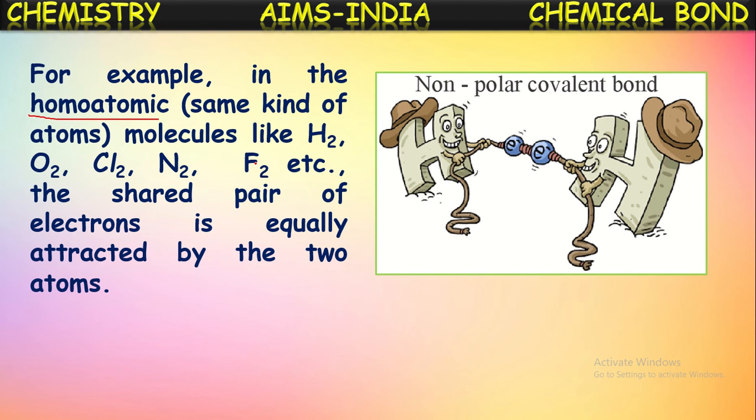If you see the formation of covalent bond between two hydrogen atoms, just now we have seen already. Let us see once more. So both the hydrogen atoms contribute one electron for the formation of the covalent bond.